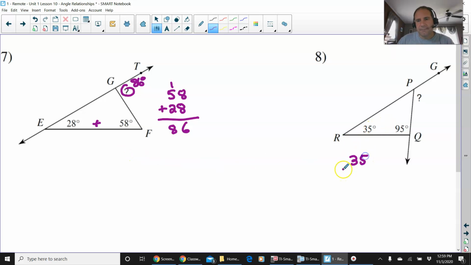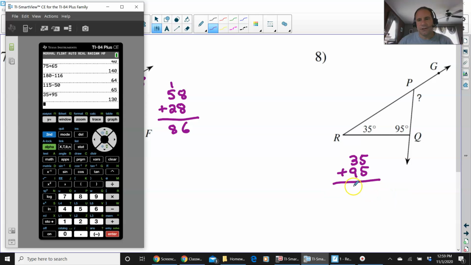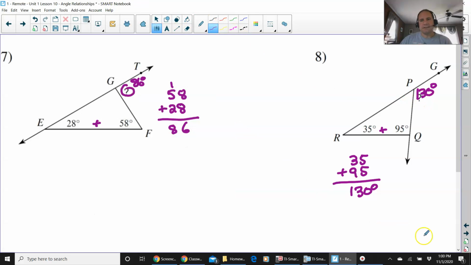35 plus 95. Just to make sure, 35 plus 95. Have the calculator by you at all times. That is 130 degrees, like we probably knew. This is 130 degrees. The sum of the two non-adjacent interior angles is equal to the exterior angle, and that is 7 and 8. Any questions? No? Good.